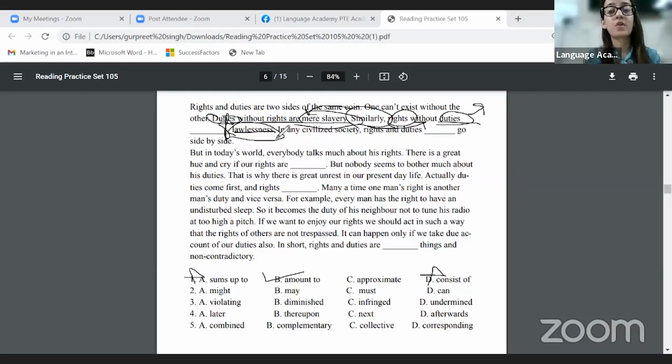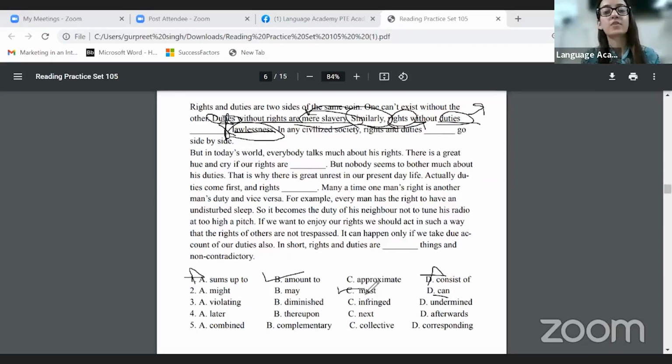Rights consist of lawlessness? If in any civilized society, rights and duties go side by side, might means 50-50, we don't know whether they should go or not, we have no idea. May also means the same. Can means ability to do something, and must means they have to go together. So we have learned the use of must even today and yesterday as well.